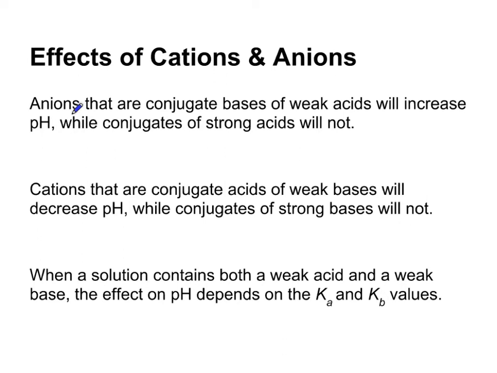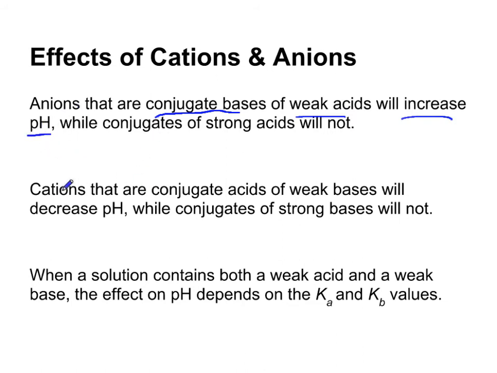Let's talk some more about the effects of cations and anions. Anions that are conjugate bases of weak acids will increase the pH, while conjugates of strong acids will not. So if we have a strong acid, it's going to have a very, very weak conjugate base. It's not going to affect the pH at all. Now the conjugate base of a weak acid will affect the pH a little bit. It will increase it.